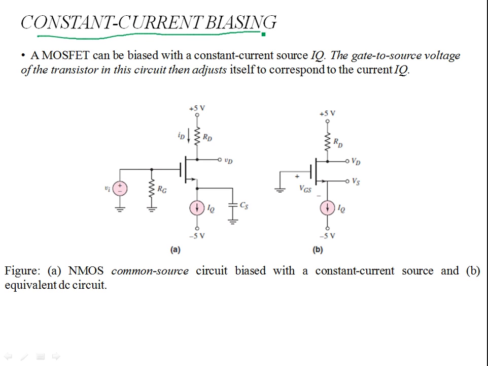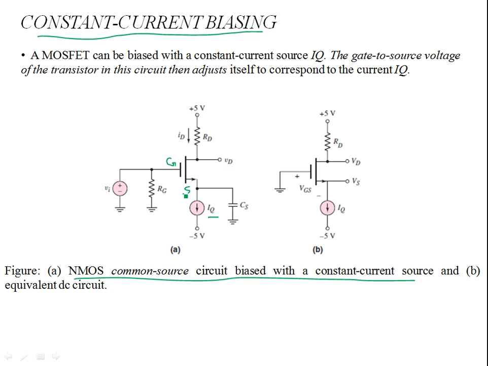Current biasing before as well. The idea is to bias, for example, over here, an NMOS device, an NMOS common source circuit, with a constant current source. The idea is to bias this with a current source, let's say IQ over here, and then according to this IQ, the gate to source voltage, VGS, has to adjust itself.